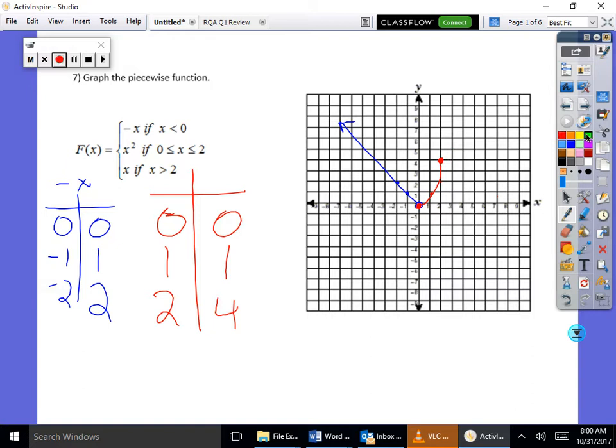Okay, my final one is greater than 2. So like 2, 3, 4, and it's x. So my output is the same as my input. So 2, 2 gets an open circle. Then we have 3, 3, and we have 4, 4, and it goes like this. So this is the graph you should have. Okay? Good? It almost looks like an absolute value, except for this little curve kicked it out. Questions? All right, thank you.